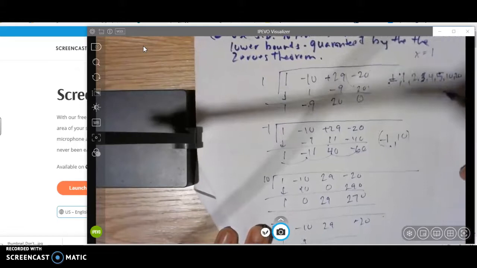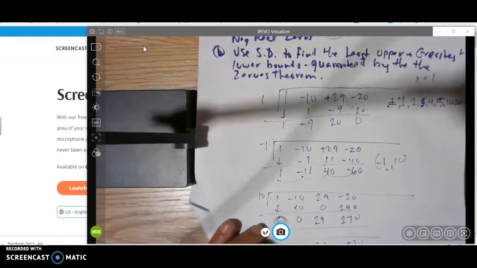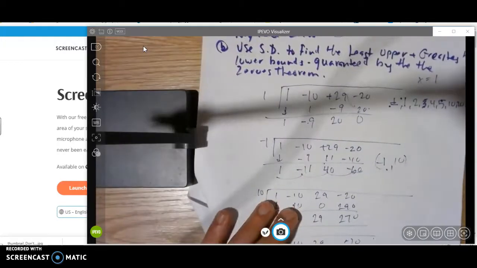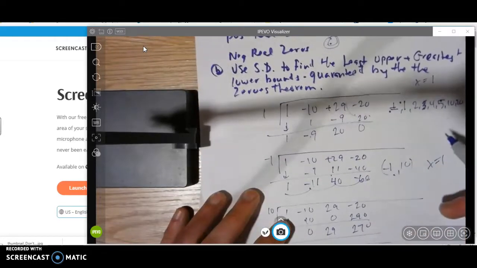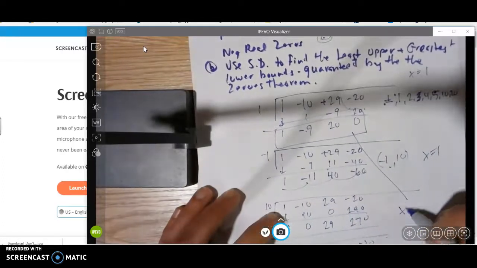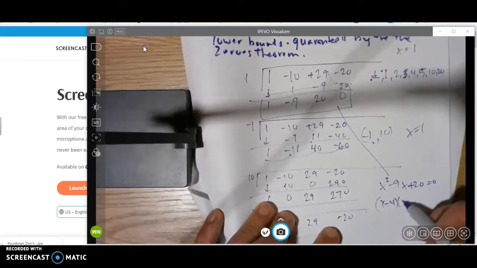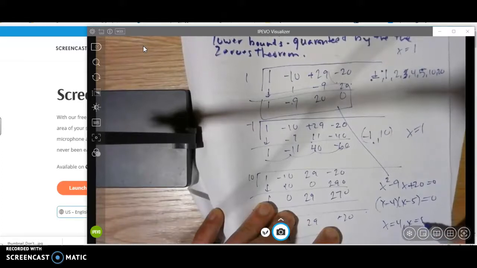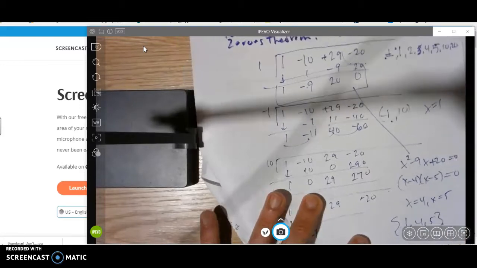Part C asks us to find all the solutions to this problem. Well, we already had x equals 1, and since that worked, we already had our quadratic, which is x squared minus 9x plus 20 equals 0. So we have x minus 4 and x minus 5 equals 0. Therefore 4 and 5 are our remaining two answers. So altogether our 3 zeros for this polynomial are 1, 4, and 5. There you go.